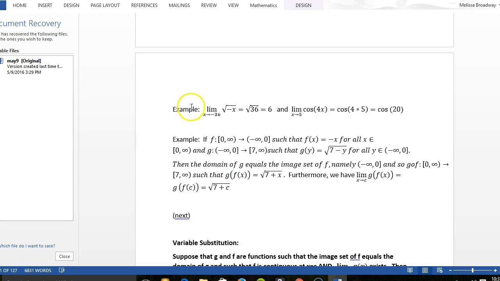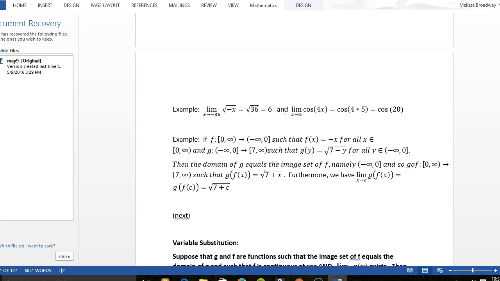And here's another example. The limit as x goes to negative 36 of the square root of negative x is going to be the square root of, well, by continuity we can throw negative 36 into x right here, but guys, the negative of negative 36 is positive 36. So the square root of positive 36 is 6.